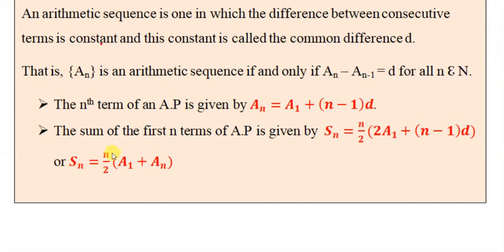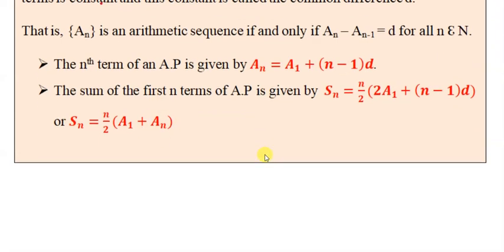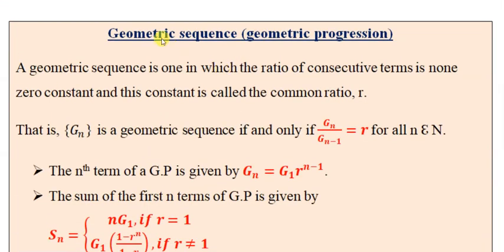Sn is equal to n over 2 times (a1 plus an). Now this formula is expressed in terms of the first term and the last term, the nth term, the final term. And moreover, again, the geometric sequence, we will see the definition of geometric sequence or geometric progression.